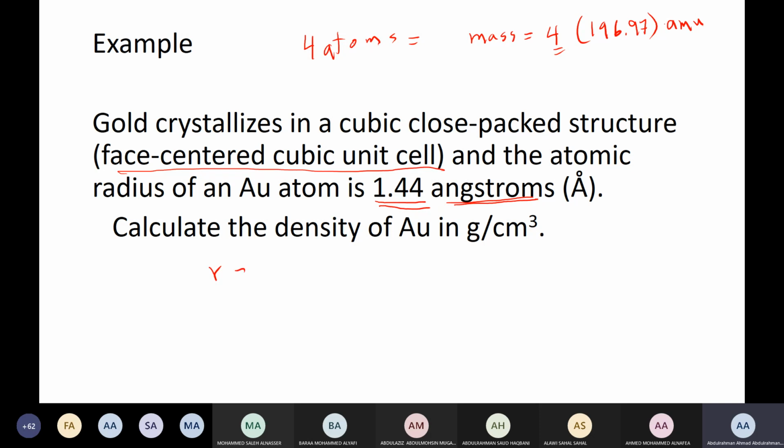R is equal to 1.44 angstrom. If it's 1.44 angstrom, what's this equal to? Multiply by 10 to the power of minus 10 to make it meter. Exactly, 1.44 times 10 to the minus 10 meter. But I want the unit to be in centimeter. So how can I make it centimeter? Minus 8. 1.44 times 10 to the power minus 8 centimeter, exactly. Can you find the density?